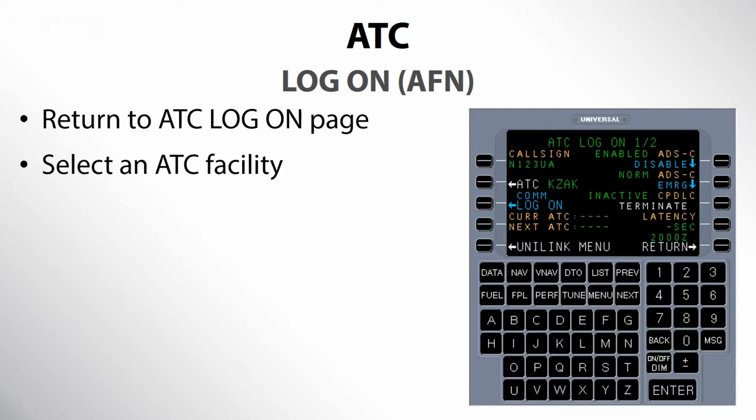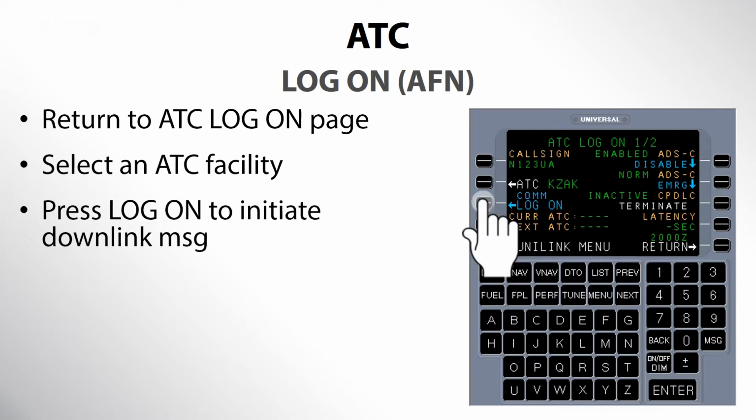Now that we have an ATC facility selected, the Log On option is now active, as indicated by the arrow. Press Log On to initiate an AFN Log On downlink message. A successful AFN Log On is indicated by Success displaying above the Log On option. The ATC facility may in turn initiate ADS-C and/or CPDLC connections with Unilink. Here you can see that our ADS-C has now gone active.